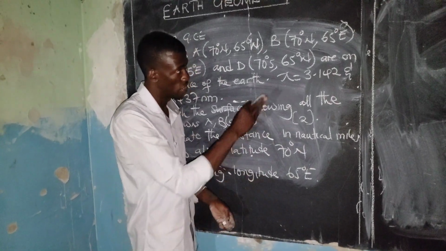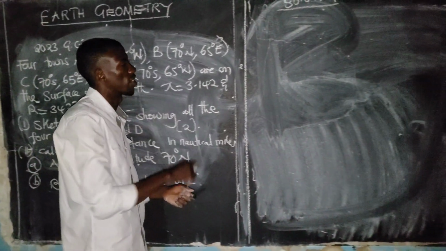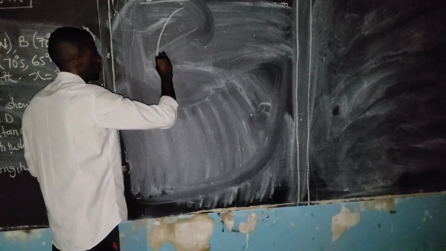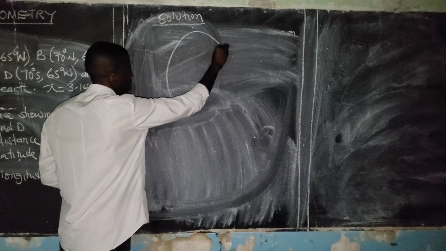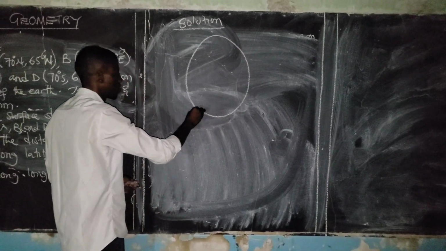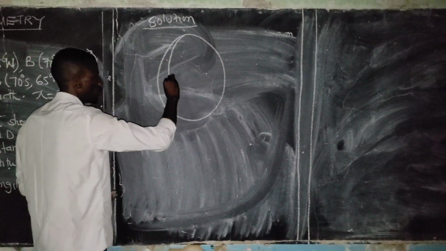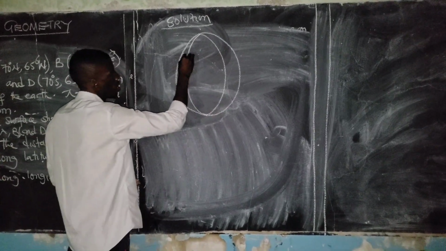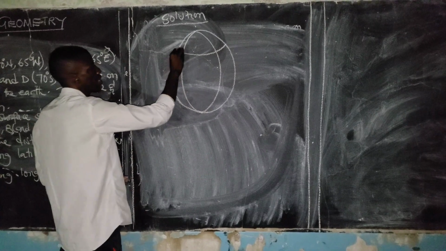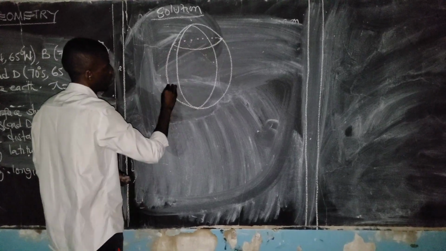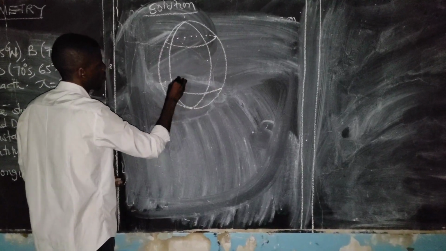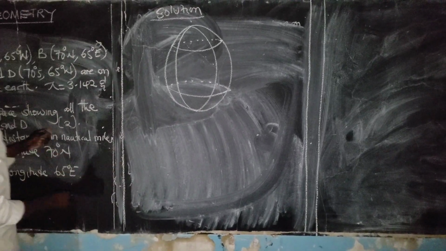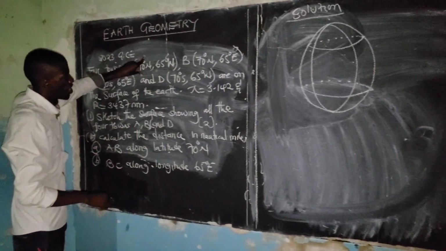So we are going to sketch it. We are going to sketch the surface of the earth showing all the 4 points. So this will be our sketch. Remember, it's just a sketch. So this is how it is going to look like. Okay, that is our north there, our latitude, another latitude there. So let's come to this point here.